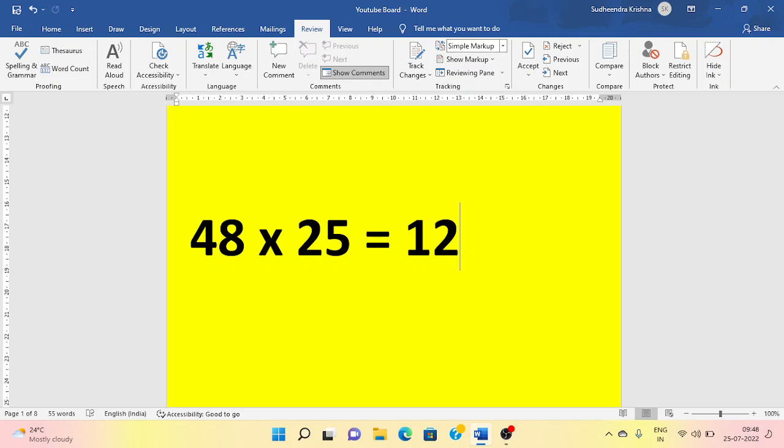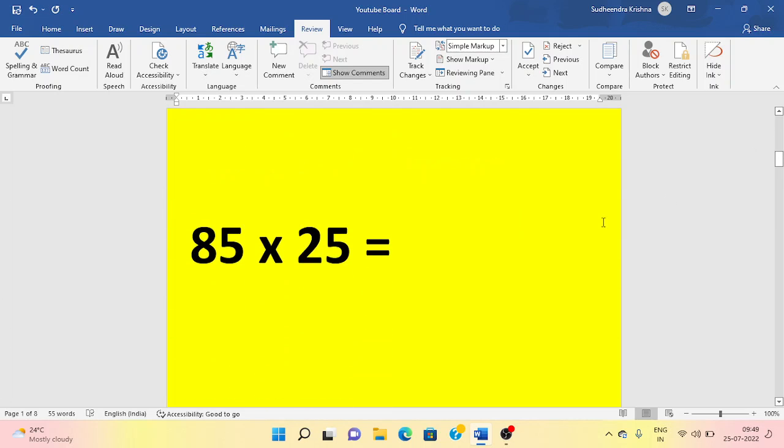Now to get the right portion of the answer, if you see after dividing 48 by 4, you are getting 0 as the remainder. That is, 48 is exactly divisible by 4. Whenever the number is exactly divisible by 4, the answer will contain 2 zeros. So this is the required answer. 48 into 25 is equal to 1200. It's as simple as this.